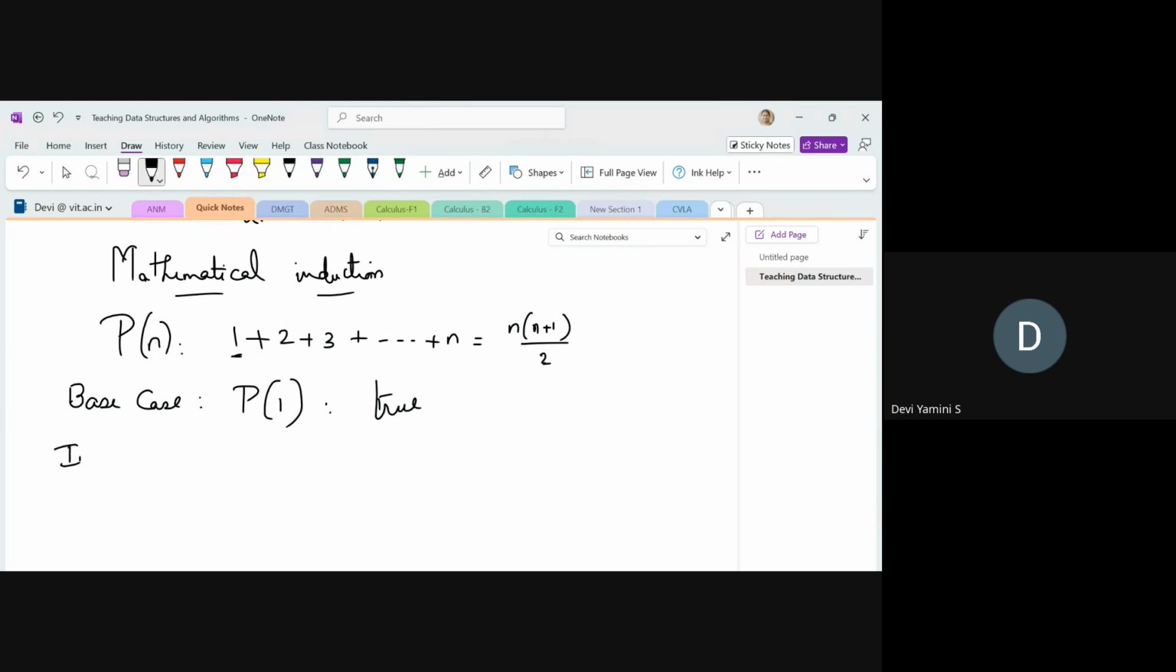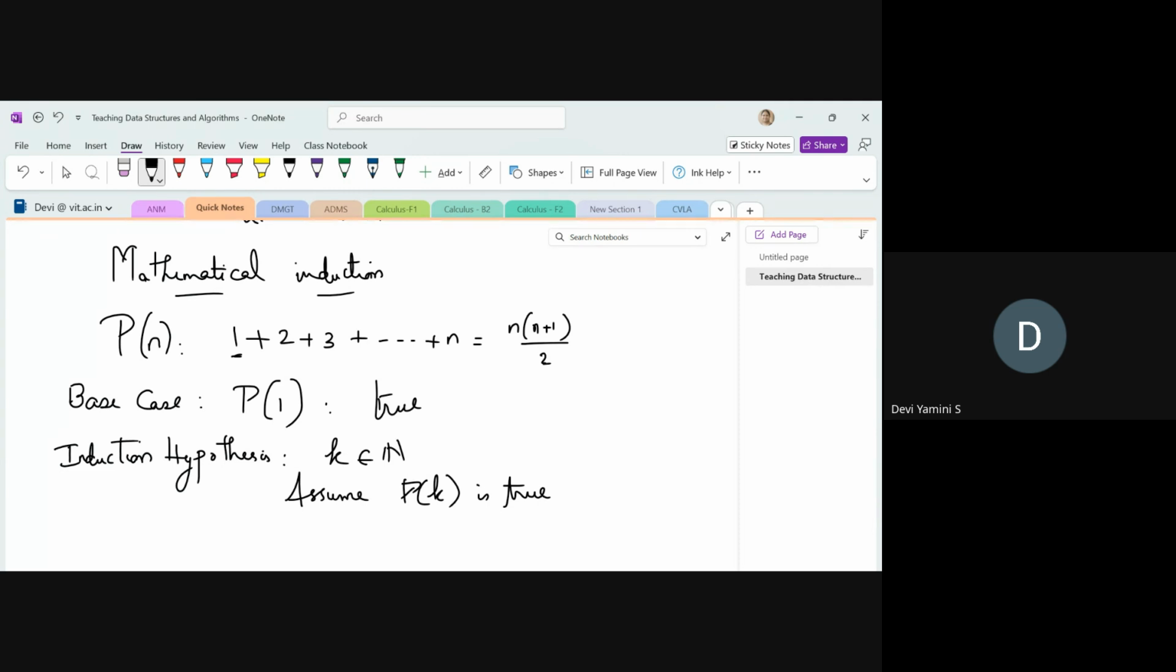Now we go for the induction step. Induction hypothesis. So what we do here is, for some natural number k belongs to N, I'm going to assume that P of k is true. The statement that we are going to prove is 1 plus 2 plus etc. up to n is equal to n into n plus 1 by 2 for all natural numbers. This statement is true in general. That is what we are going to prove.